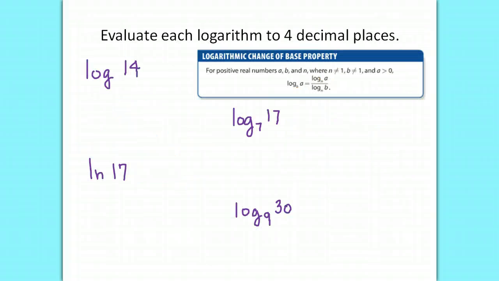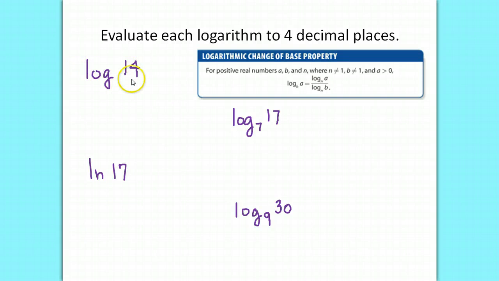Okay, now this last part is something you're going to use quite a bit. The product property, quotient property, and power properties are used a lot as well, but you also want to know how to do this. Evaluate each logarithm to 4 decimal places.